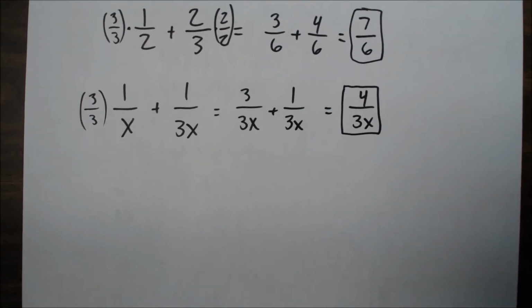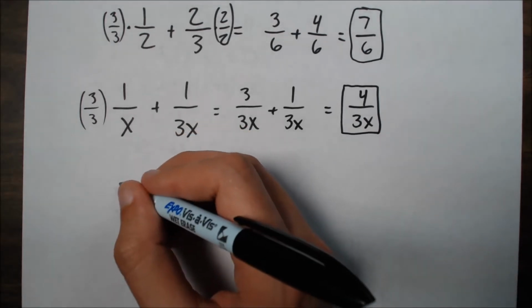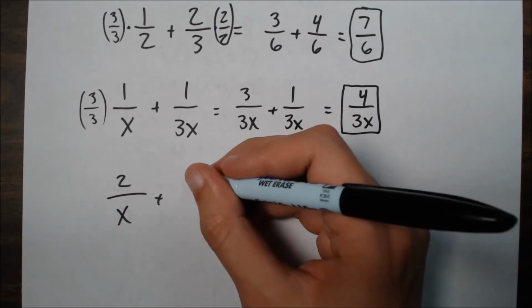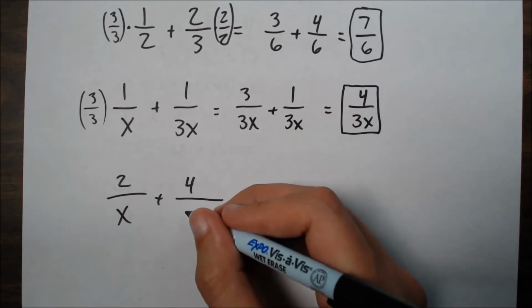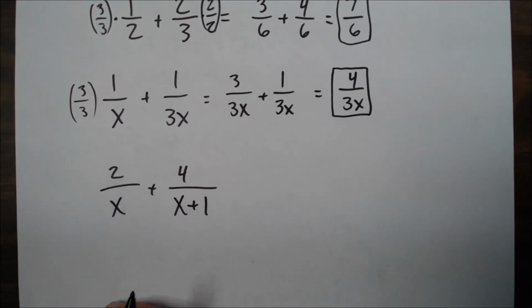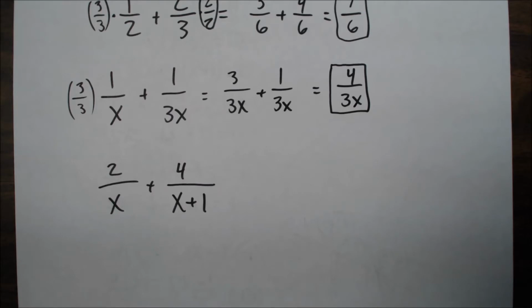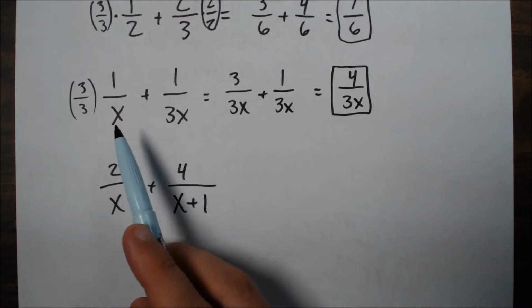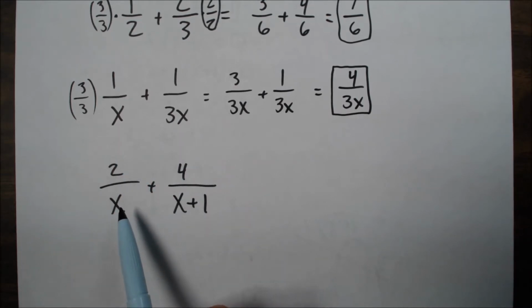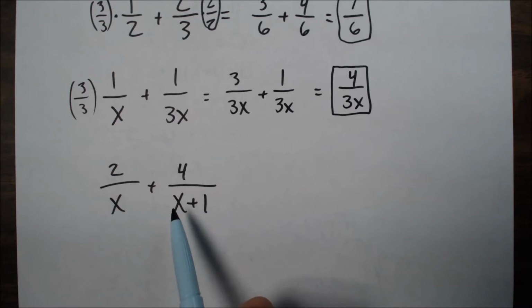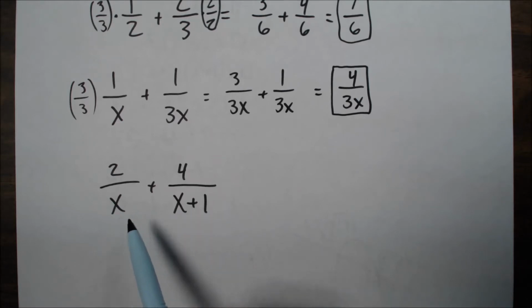Okay, so continuing to get a little bit harder, let's check out another example. What if I say 2 over x plus 4 over x plus 1? What's the least common multiple of x and x plus 1? Unlike before, I could just multiply this x by 3 and I'd get 3x on both denominators. I can't just add a 1 here. All I can really do is multiply or divide. So I can't multiply x by something that's going to give me x plus 1 and vice versa.